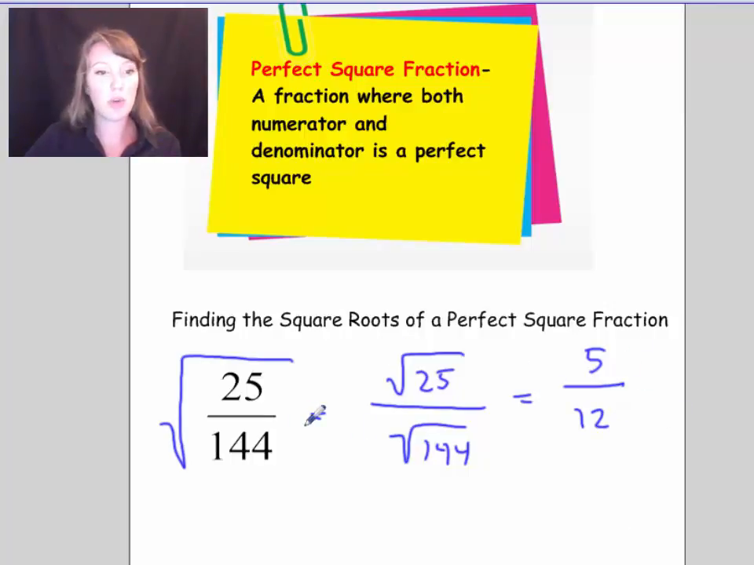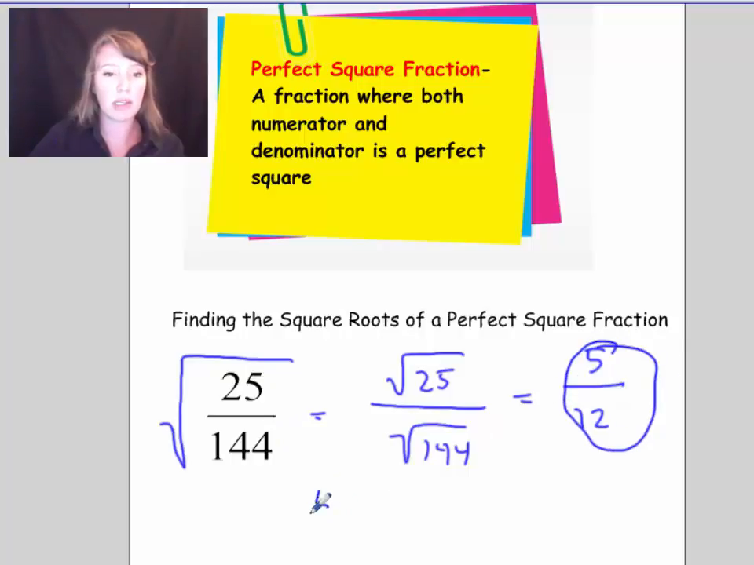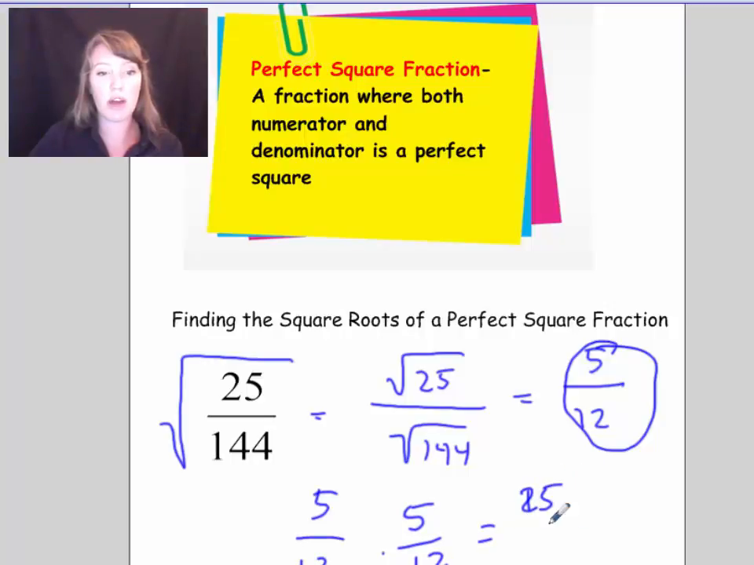All right, so no big deal. The principal square root of 25 over 144 is 5/12. That means that if I multiplied it by itself, I would get 25 over 144.